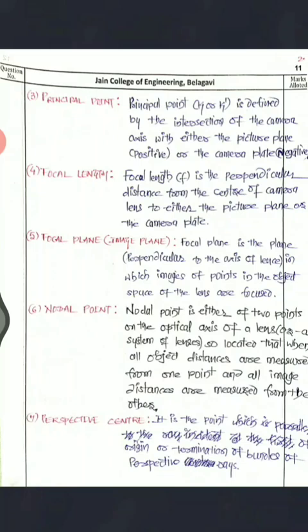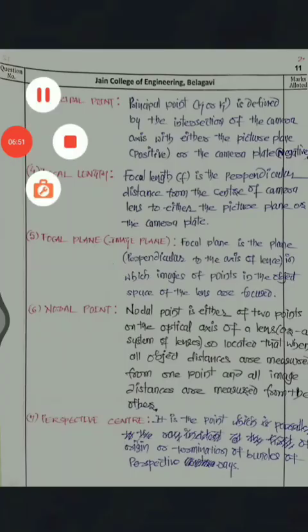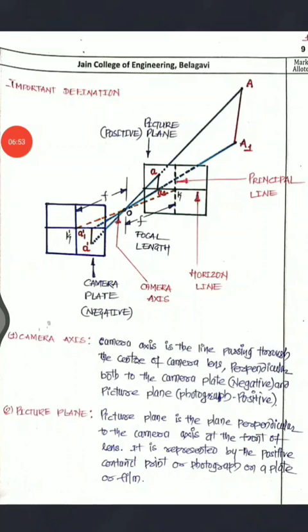Focal length, that is the distance from O to K dash. Focal length is the perpendicular distance from the center of the camera lens to either the picture plane or the camera plate. I'll show that. Now here, you'll be having K and K dash, principal points. Then you'll be having the focal length. See this, from O to here, this distance will be your focal length.